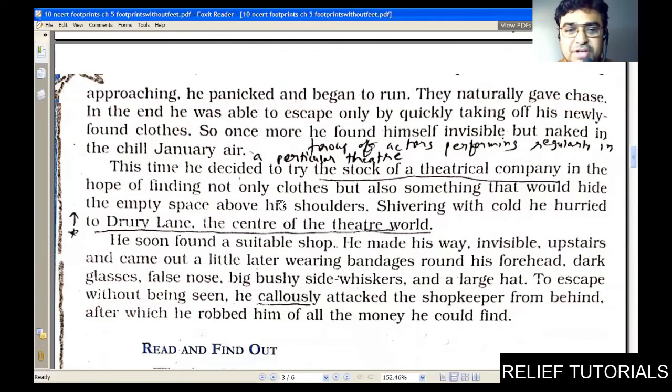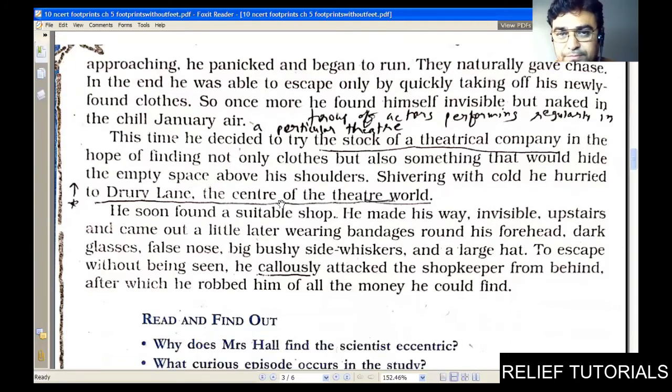January time, it was cold winter. This time he decided to try the stock of a theatrical company in the hope of finding not only clothes but also something that would hide the empty space about the shoulders. He wanted to be fully visible, and if he was not able to hide some parts of his body, they could be seen as invisible, and that could raise doubts among people. So this time he decided to try the stock of a theatrical company.